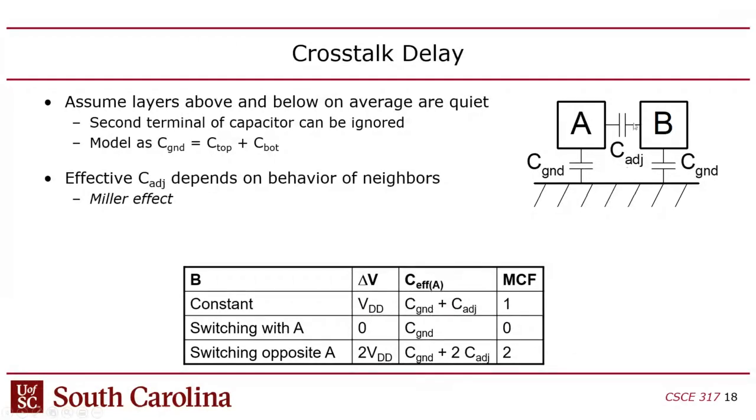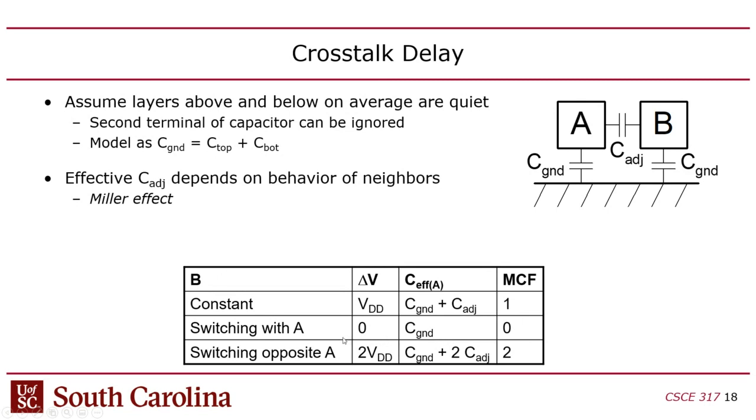But the capacitance is even worse if you're switching opposite. So if A is switching from 0 to 1 and B is switching from 1 to 0, then the additional capacitance seen on either one of these is actually 2 times the adjacency capacitance, the coupling capacitance, right? So basically, this Miller effect is additional capacitance that you would use when calculating the delay of a wire. That comes from crosstalk, but it's not noise from crosstalk. It's just additional delay from crosstalk.